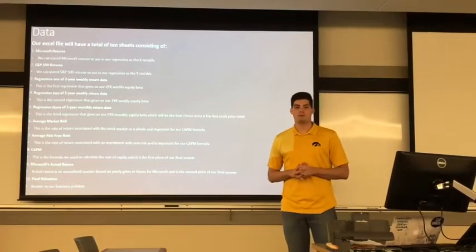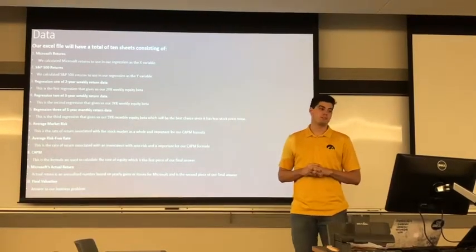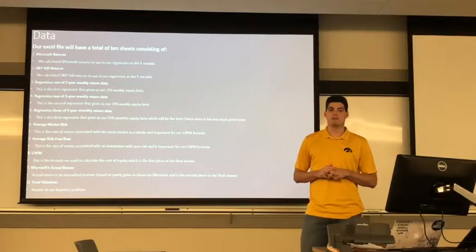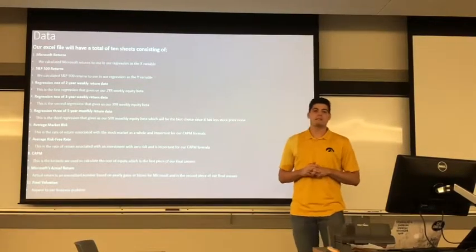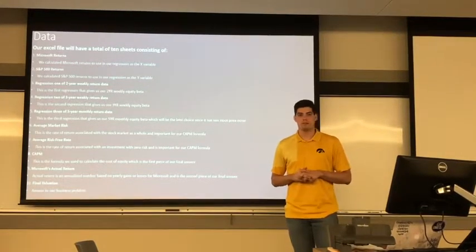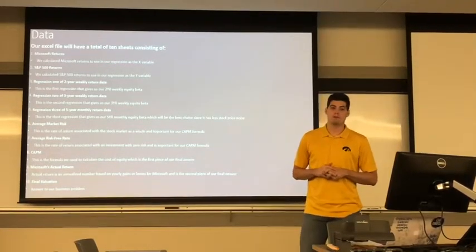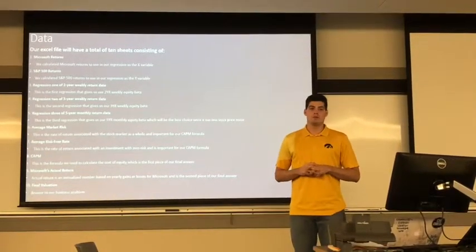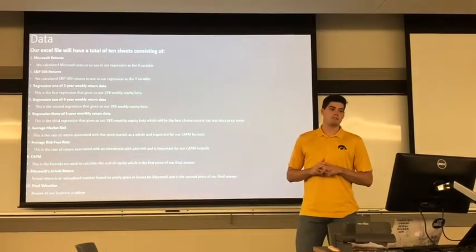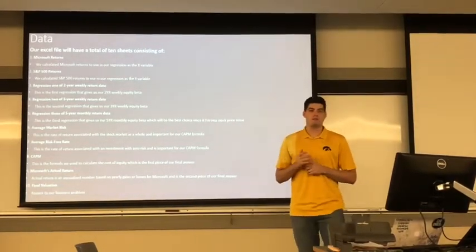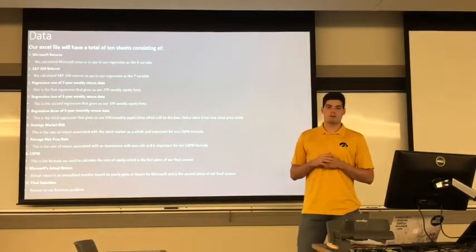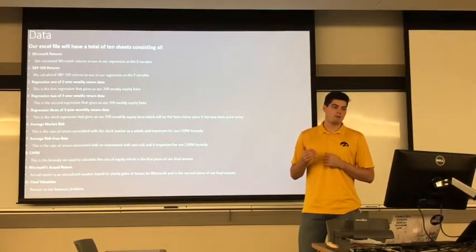The data file our group used consisted of 10 Excel sheets. The first sheet was Microsoft returns that we used as our X variable in our regression. The second sheet was S&P 500 returns that we used as our Y variable in our regression. The third through fifth sheet was running our 3 periods of regressions, being 2-year weekly, 3-year weekly, and 5-year monthly. The 5-year monthly return will give us our optimal equity beta.